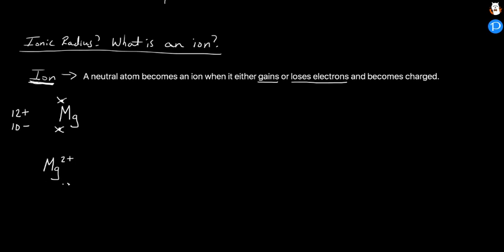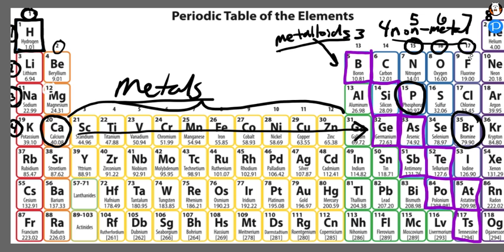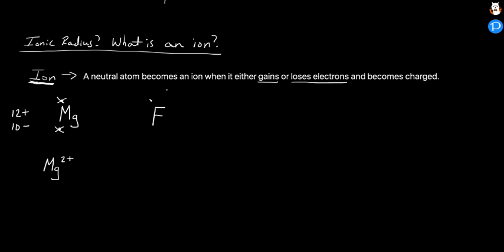That is how we would write the symbol for a magnesium ion, Mg2+. Let's think about a different one. What about fluorine? Fluorine, if we look at the periodic table, is way over here. It's in group 17, which means it has, I'll let you think about it for a second, group 17, how many valence electrons? That's right, 7. So I'm going to put 1, 2, 3, 4, 5, 6, and 7.